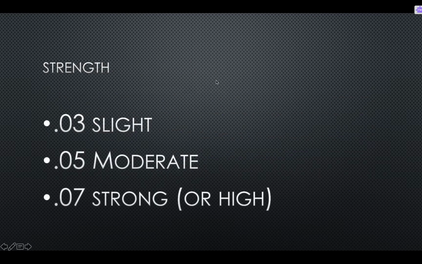In this case, we're going to be reporting direction and strength. Direction will either be positive or negative. The strength is either going to be slight, moderate, or high. And when the correlation number is shown, 0 to 0.03 is slight, 0.05 is moderate, and 0.07 is strong.